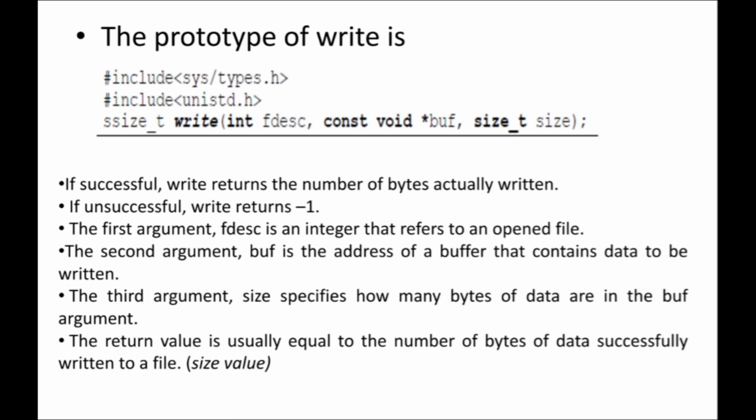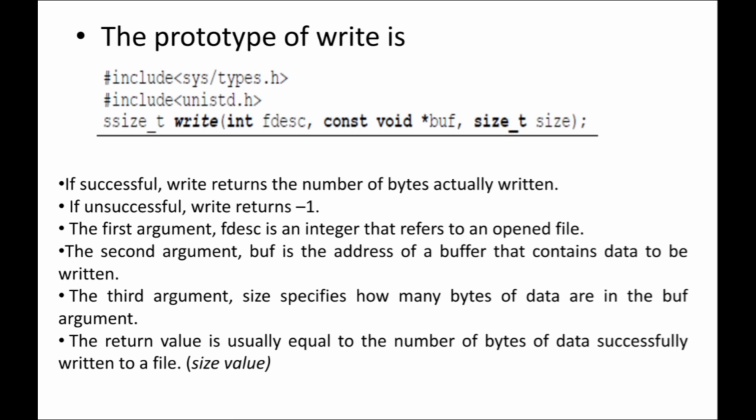Getting, guys? The third argument, size, specifies how many bytes of data are in the buffer argument. That means it tells how many bytes of data you are going to write into the file. In read, it tells how many bytes of data you are going to read from a file. Here it tells how many bytes of data you are going to write into the file. Same thing. size_t is the data type of size. It will be in the form of bytes.